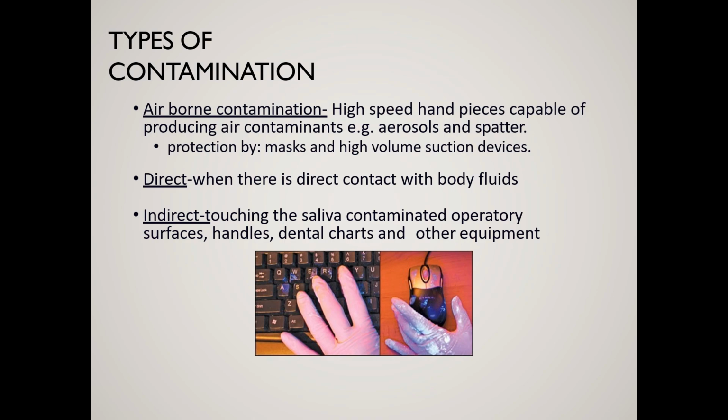Direct contamination involves direct contact with body fluids, saliva, and blood. These are some examples of direct contamination. And indirect contamination includes touching saliva-contaminated operatory surfaces, handles, the dental chair, other equipment, and the door handles. This is how we spread indirect contamination in the dental OPD.